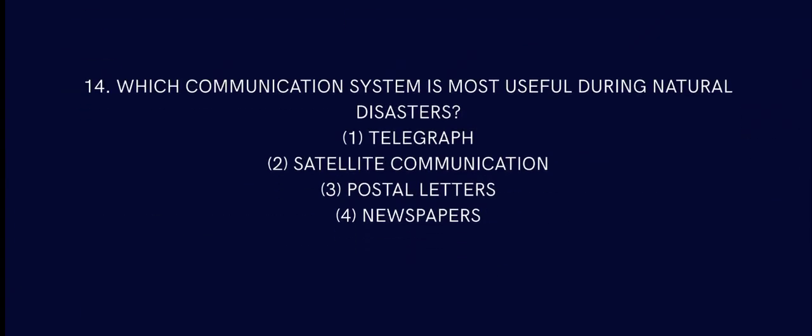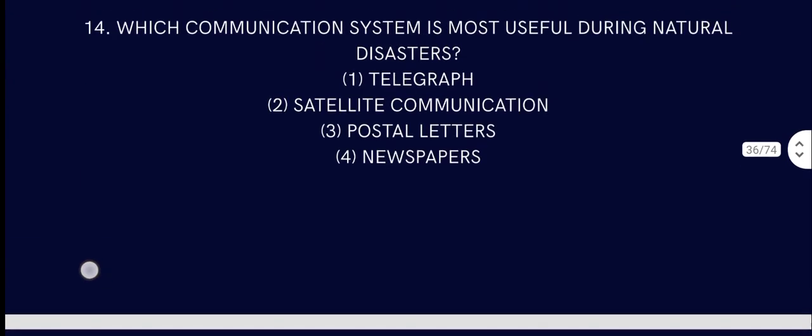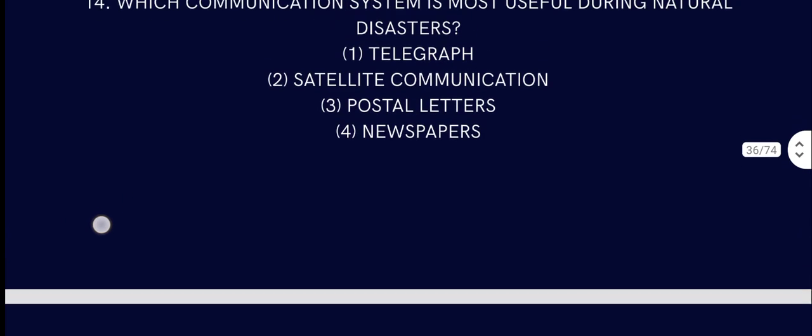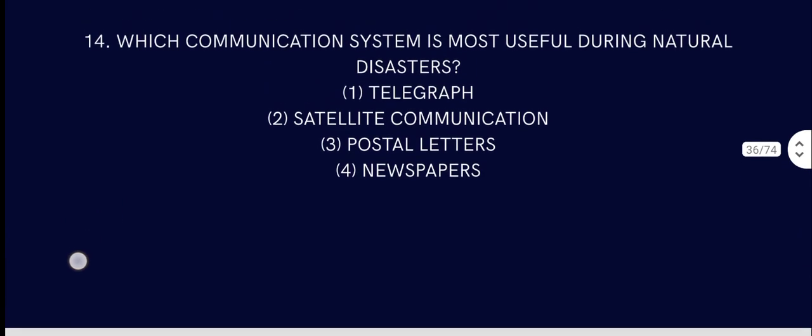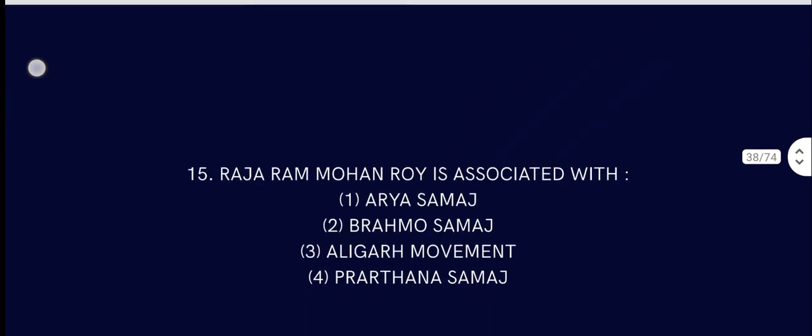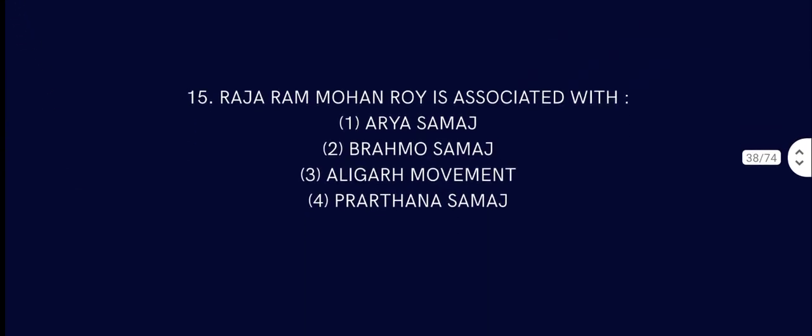Question number 14. Which communication system is most useful during natural disaster? Telegraph, satellite communication, postal letters or newspaper? So the answer is satellite communication, because during natural disaster that is the most useful. Every other thing works through people, but satellite communication is a networking thing. It doesn't really rely on land or any sort of things.